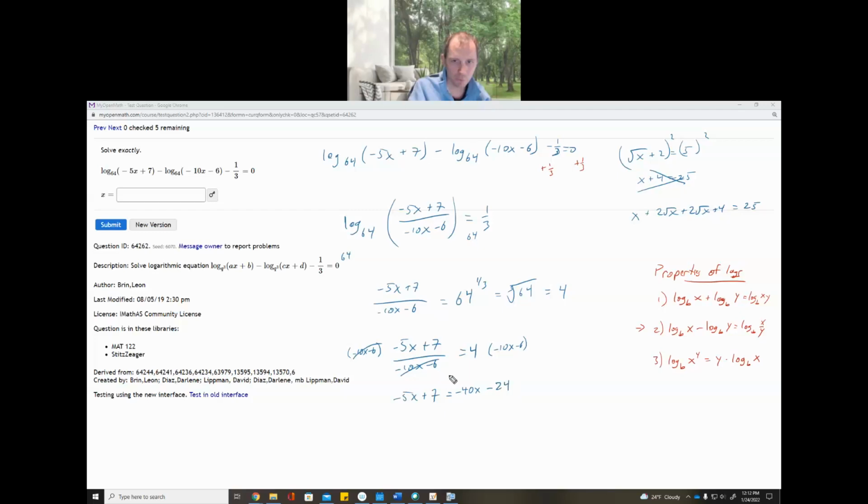Now I can add 40x to both sides. Subtract 7 from both sides. So 40x minus 5x gives me 35x. Okay, negative 24 minus 7 will give me a negative 31, and then I divide to get x equals negative 31 35ths.